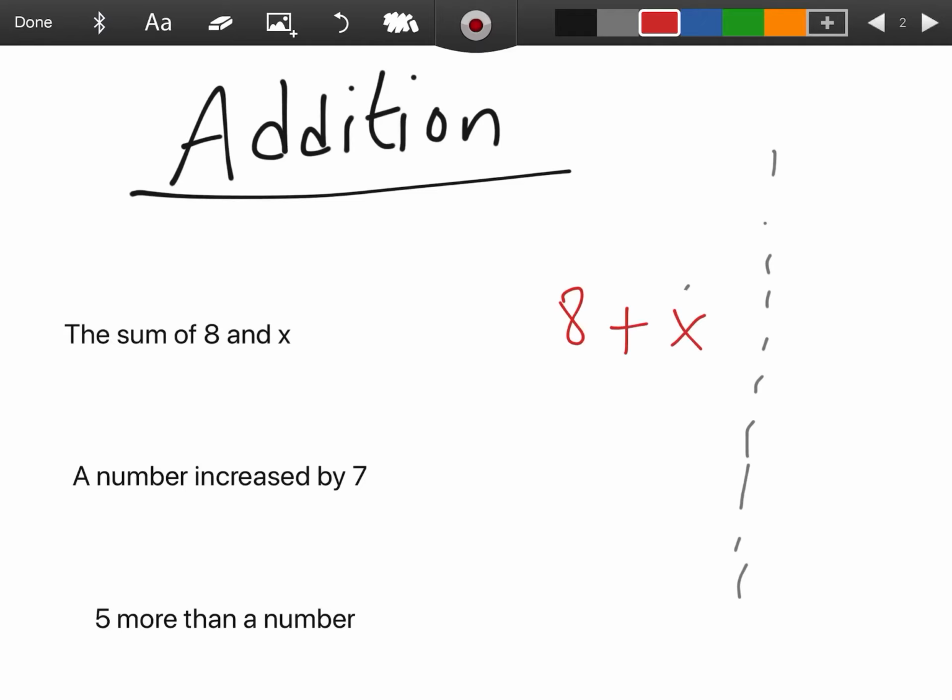A number increased by 7. This is the same thing. So for this number, I'm just going to choose a variable, right? We don't know what the number is. So just pick any variable that you want. I'll pick the variable n plus 7. And then 5 more than a number. I will do 5 plus, we'll say that that number was the number h. Okay, so all of these, the sum, a number increased by, or 5 more than a number.